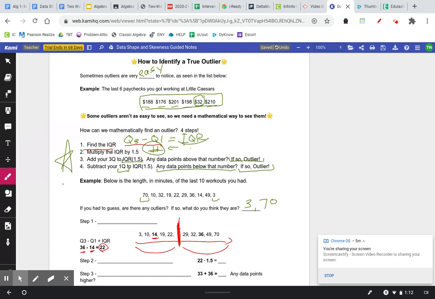Okay, step 2 says we need to multiply. I'm sorry, yes, we need to multiply the IQR by 1.5. So I have that right here. 22 times 1.5 would be 1.5 22s, which is 33. Okay, so we've done that. Now we're going to use that 33 in the next couple of steps.